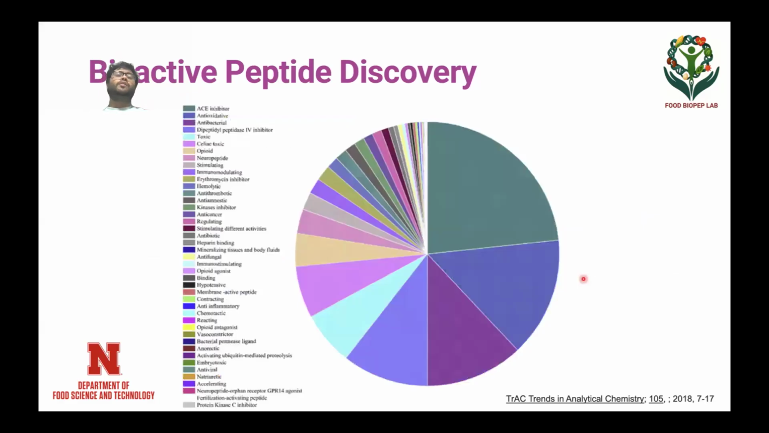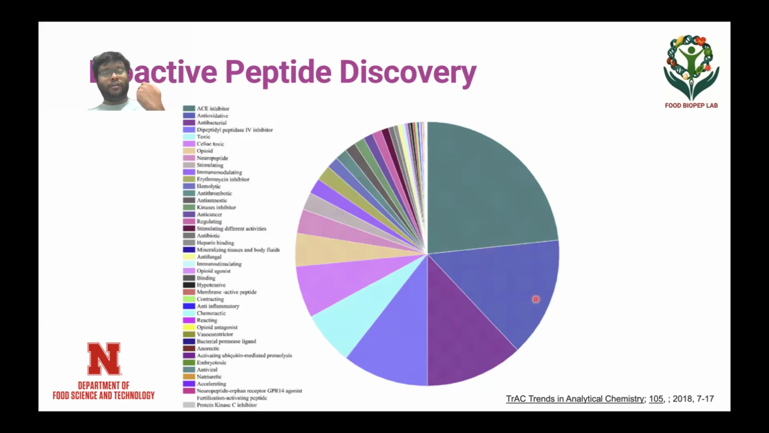Now, if you look into the last 30 or 40 years of research on bioactive peptides, the majority of the research, the bigger portion of the pie, is on ACE inhibitory peptides. What is ACE? ACE is angiotensin converting enzyme. This angiotensin converting enzyme is a key regulator of our blood pressure. So the majority of the peptide research has focused on ACE inhibitory peptides.